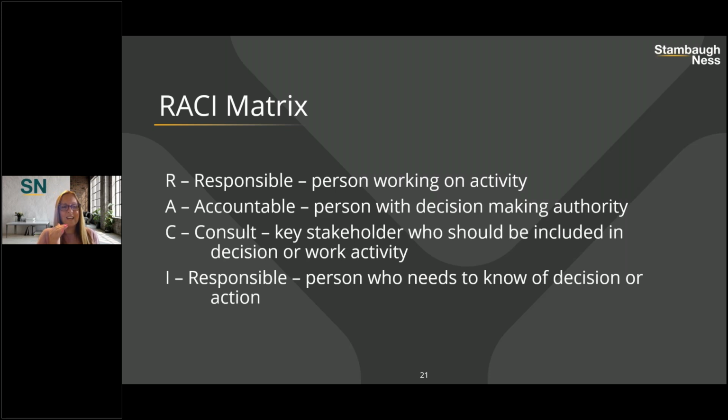And then at the end of the day, I am so sorry, I have a spelling mistake here, but who are we informing? It shouldn't say responsible. You can see I copied and pasted. But who is a person that needs to know of a decision or action? We'll go ahead and get this edited, and then Kaylee can make sure you get the clean copy when we send it out. I do apologize. But anyway, RACI is responsible, accountable, consulting, and informing.